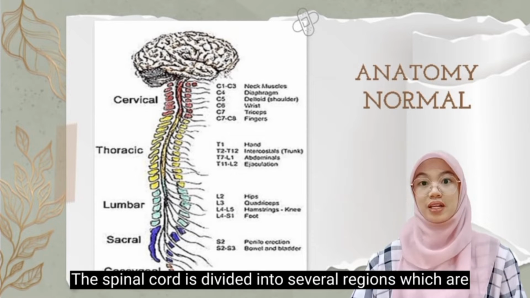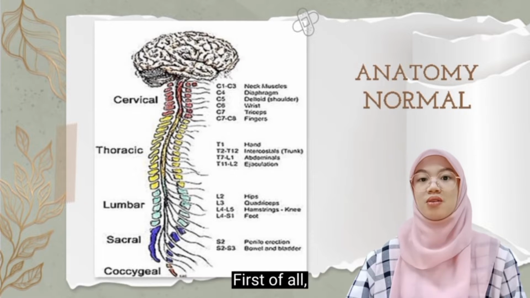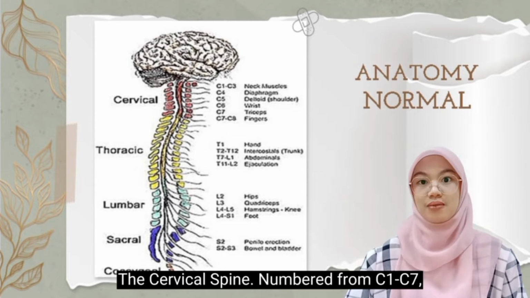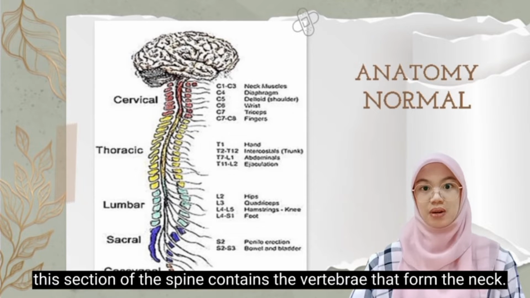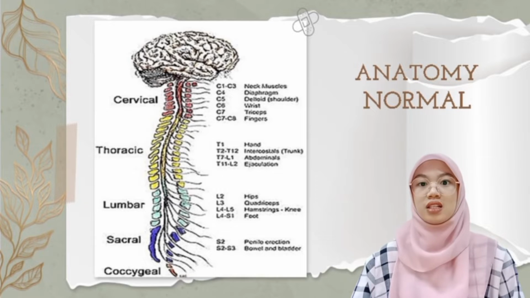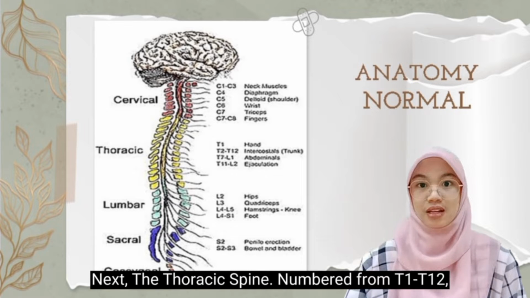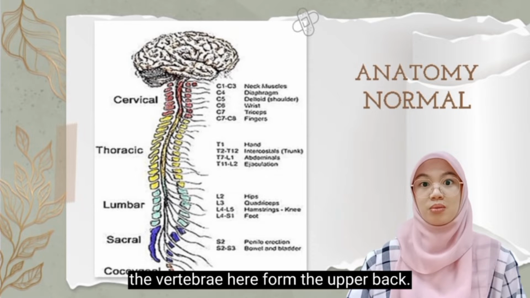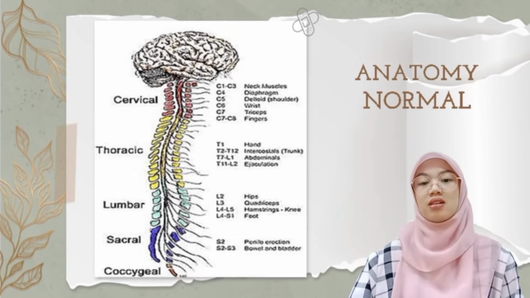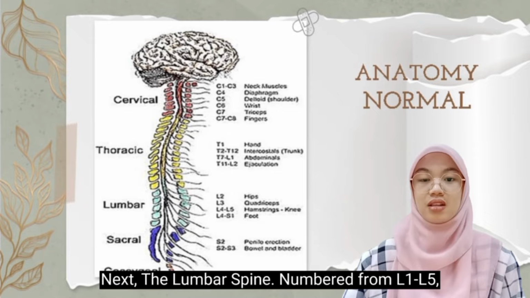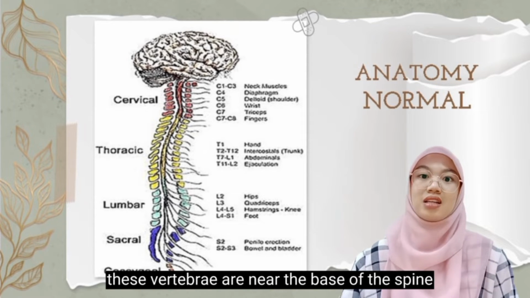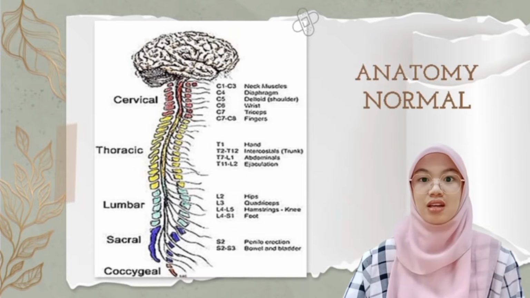The spinal cord is divided into several regions. First of all, the cervical spine, numbered from C1 to C7. This section of the spine contains the vertebrae that form the neck. Next, the thoracic spine, numbered from T1 to T12. The vertebrae here form the upper back. Next, the lumbar spine, numbered from L1 to L5. These vertebrae are near the base of the spine.